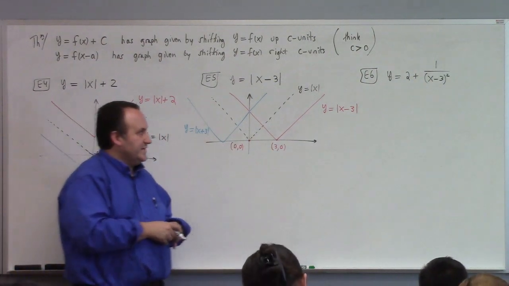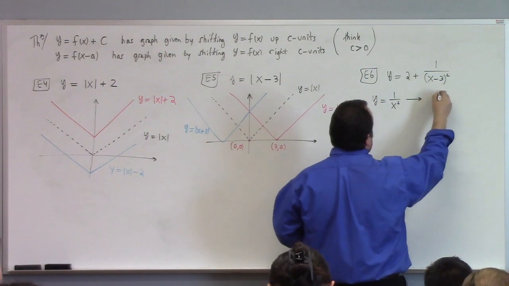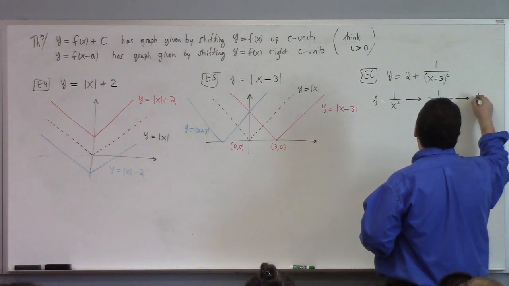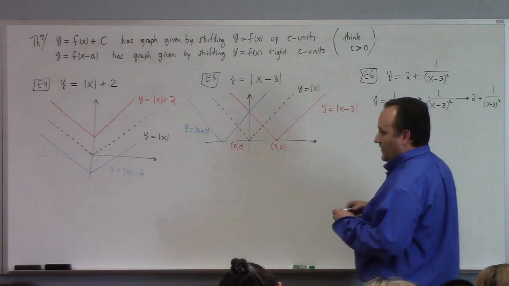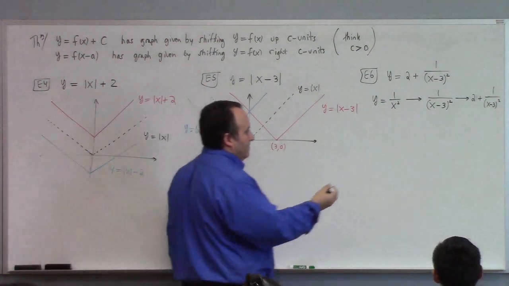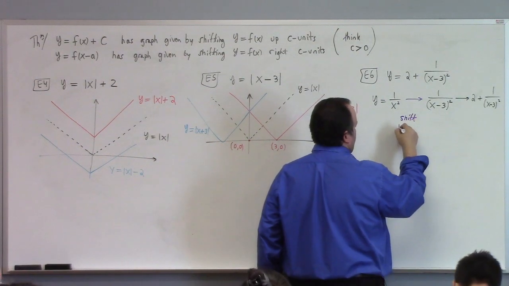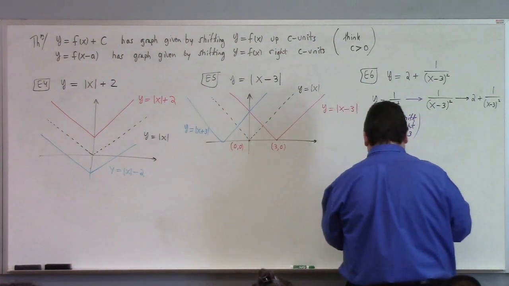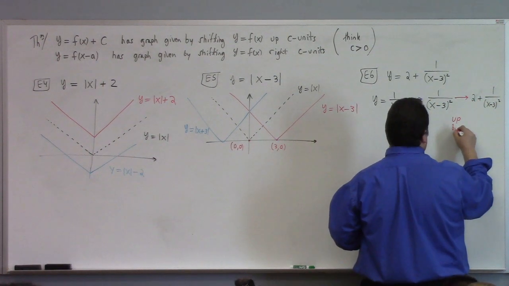I like to tell a story for one like this. I like to think about it like this. I start with y equals 1 over x squared. Then I can go to 1 over (x minus 3) squared, and then I can go 2 plus that. So step 1 is doing what? What's my first arrow? That's a shift right by 3. And then my second transformation, I go up by 2.